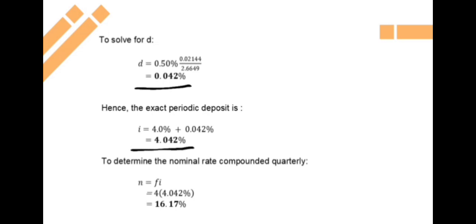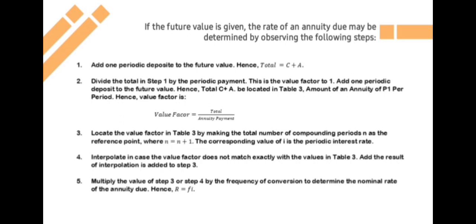So, we have 4.042%. So, para ma-determine natin yung nominal rate compounded quarterly is we have the procedure number 5, which is i-multiply natin yung frequency of conversion na 4 sa ating nakuha na interest rate. So, 4 times the interest rate na 4.042% is meron tayong nominal rate na 16.17%.